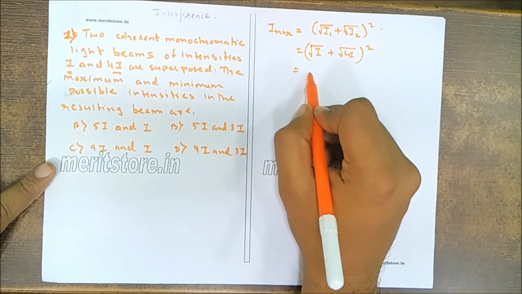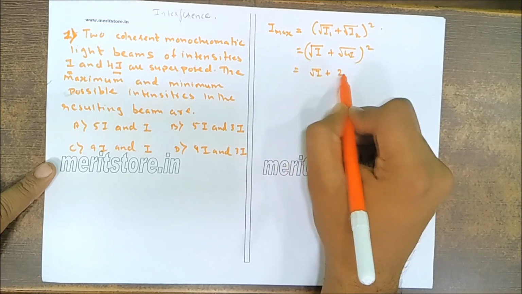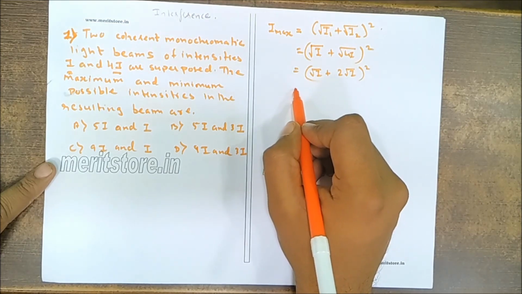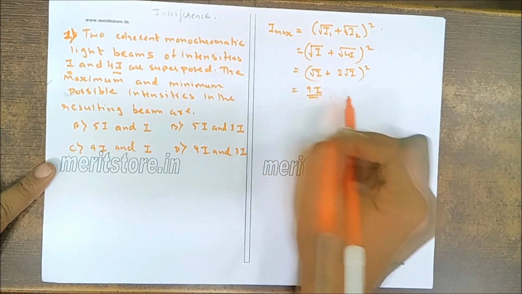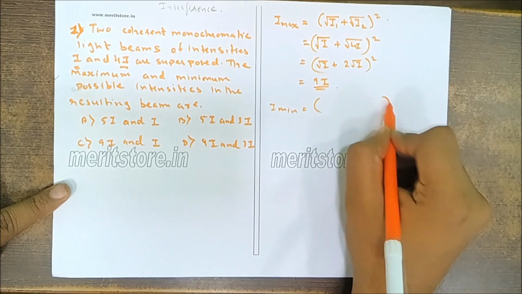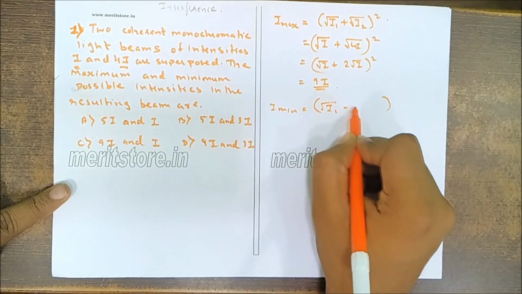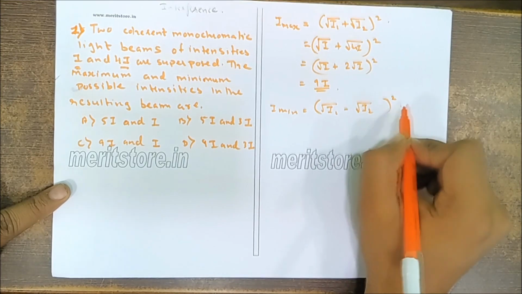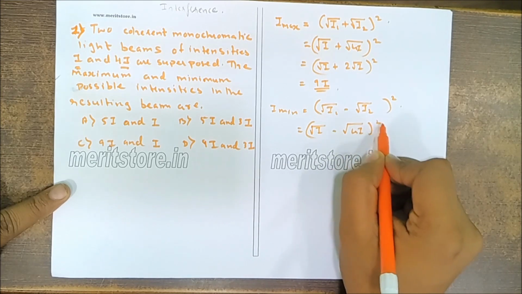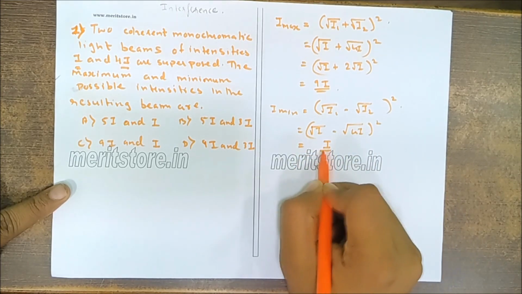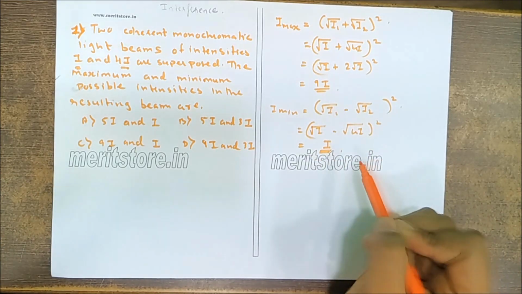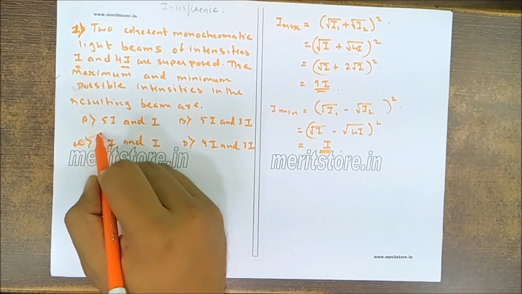So I'll substitute this as root of I plus root of 4I the whole square. So this will become root of I plus 2 root of I the whole square. So that is equal to 9I. Now, I minimum will be given as under root of I1 minus root of I2 the whole square. So this becomes root of I minus root of 4I the whole square, which is I. So the combination will be 9I and I. Option C.